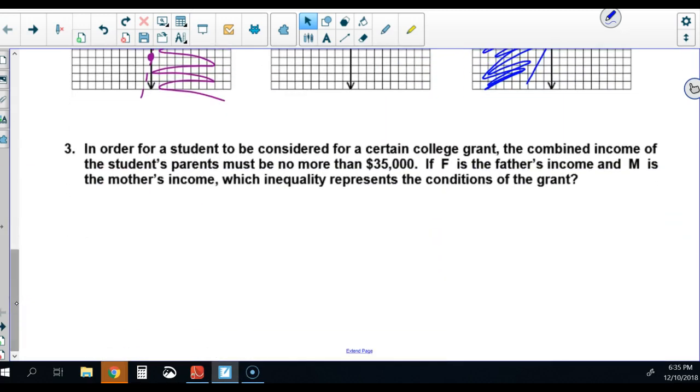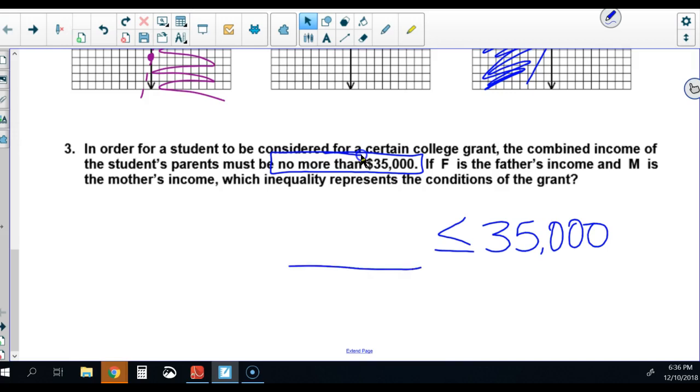Down at number 3, in order for a student to be considered for a certain college grant, the combined income of the student's parents must be no more than $35,000. Just from that alone, no more than means not more than, means it's got to be less than. Equal to is still not more than, so equal to also works. 35,000. That is no more than 35,000.